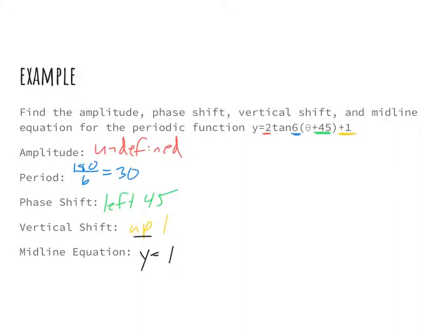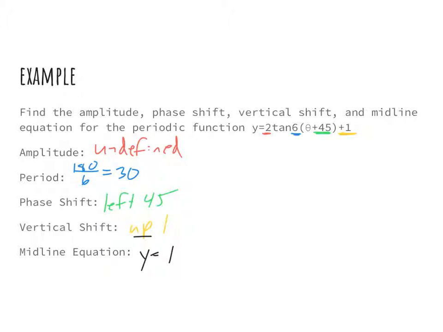Again, our equation is 2 tangent of 6 times (theta plus 45) plus 1. Amplitude for tangent is always undefined, so it doesn't matter that there's a 2 there. Tangent is always undefined for amplitude. For the period, we look at b, which is 6, and we take 180 over 6. Tangent is 180 divided by our value for b. So 180 over 6 gives us a period of 30.